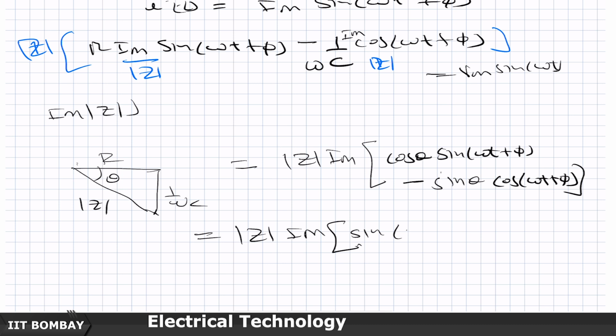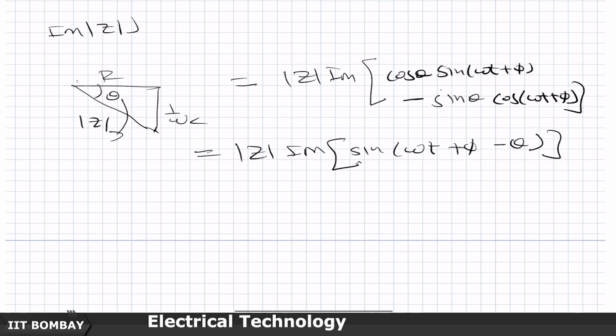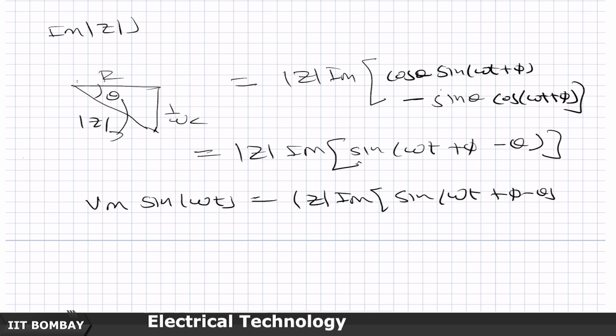So sin of omega t plus phi minus theta. In this particular case, the theta is negative because it is in the fourth quadrant. So the theta is negative, and this should also be equated as Vm sine of omega t equal to mod of z, Im sine of omega t plus phi minus theta.